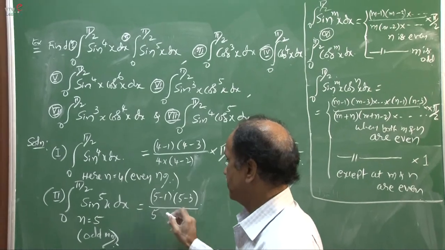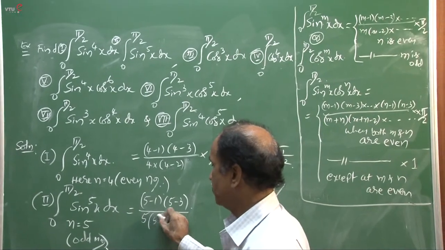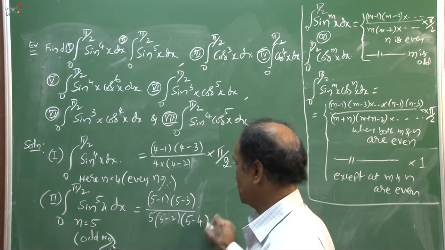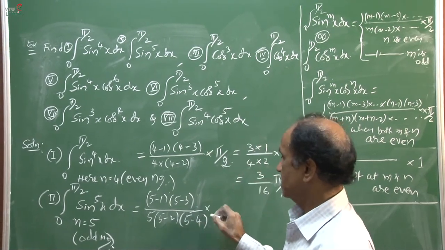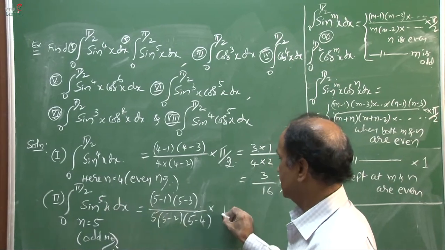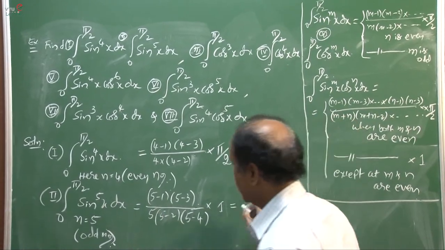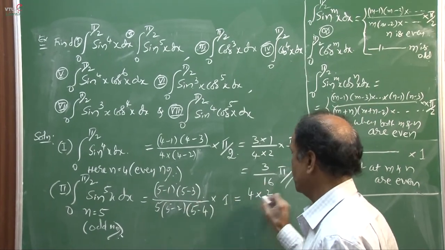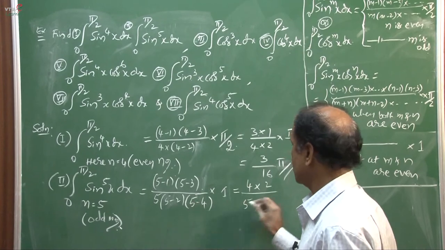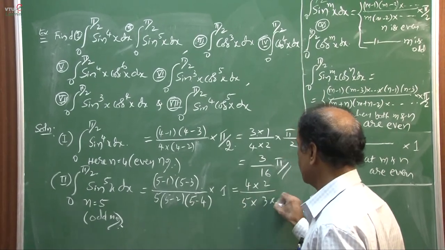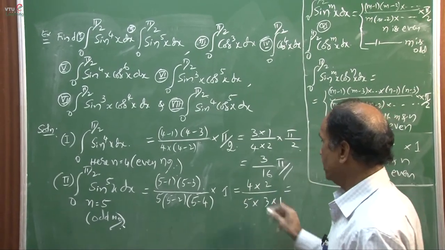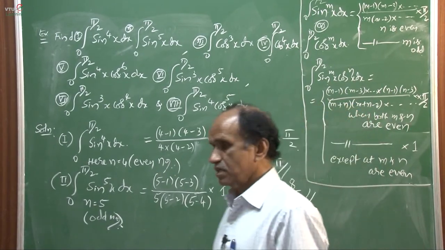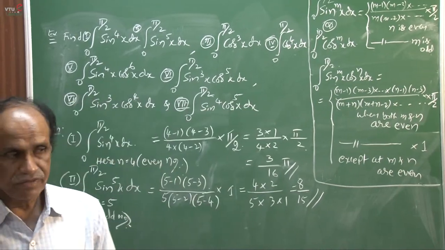Then m minus 2, that is 5 minus 2, but the next term also works, that is 5 minus 4, because this is an even number into, this is odd number multiplied by 1. So what are you finally getting? 5 minus 1 is 4, 5 minus 3 is 2, and 5 minus 2 is 3, 5 minus 4 is 1. Your answer will be 4 2s are 8 and 5 3s are 15, so 8 divided by 15.